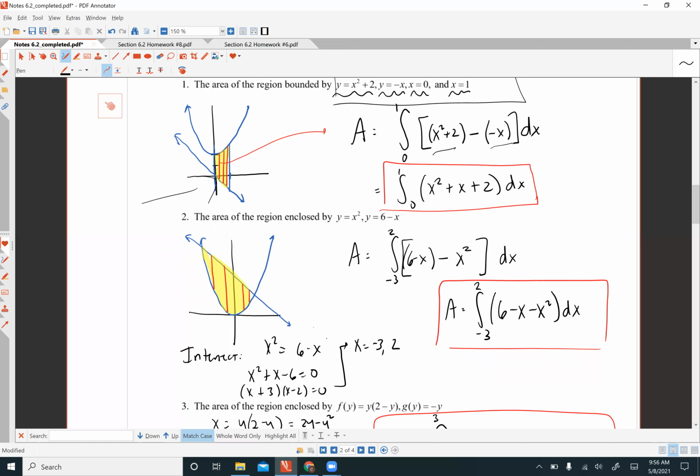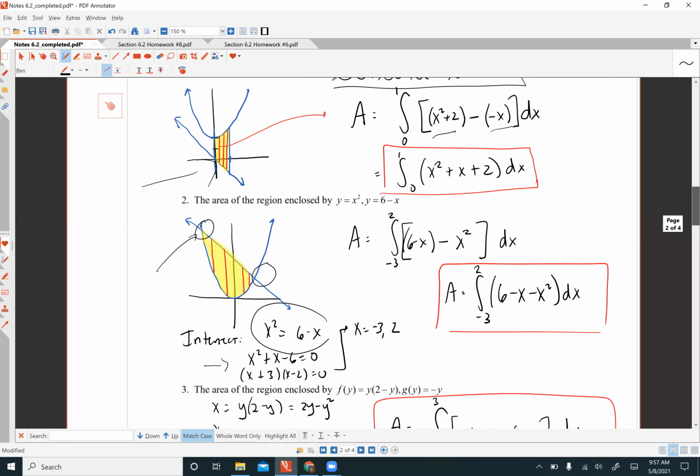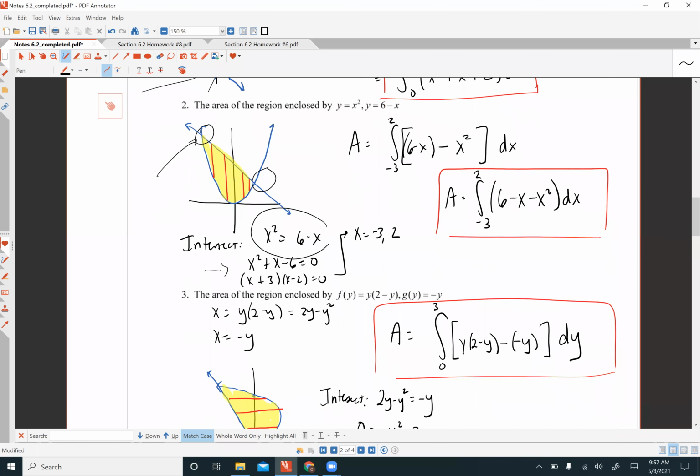So you have to find the x coordinate of this point here and the x coordinate of that point there. And so you just solve the equation x squared equals 6 minus x. You get the quadratic equation x squared plus x minus 6 equals 0. This one was kind of set up easy, so the solutions are easy. Minus 3 and 2.